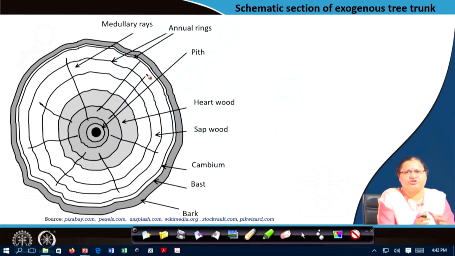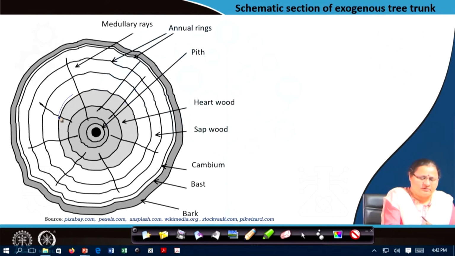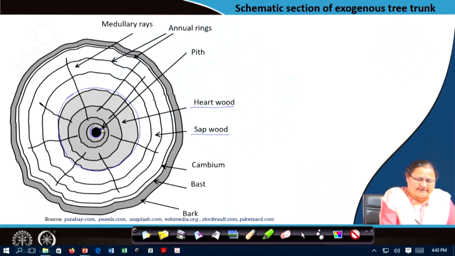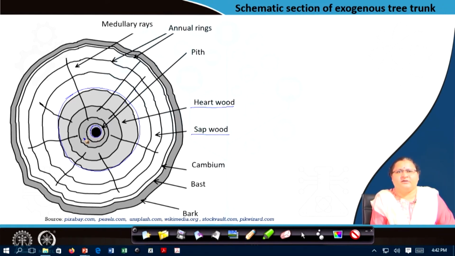The deeper color portion is called the heartwood, the core, whereas the lighter color portion is called the sapwood, and the entire thing is protected by the cambium layer, then the bast, and then the bark, the covering, the top coating. You see a dark portion at the center, which is the dead cell that forms the pith. So, these are the nomenclatures.